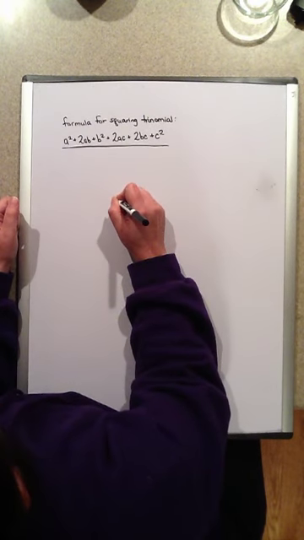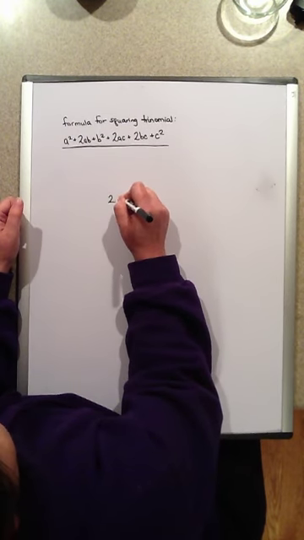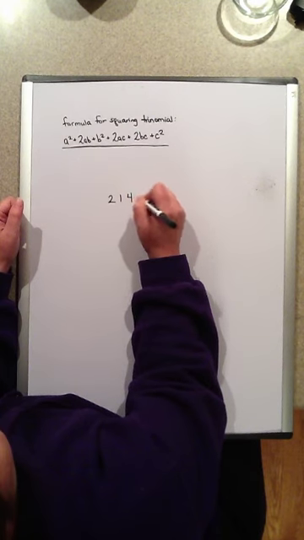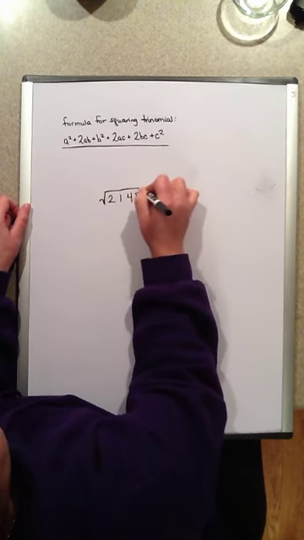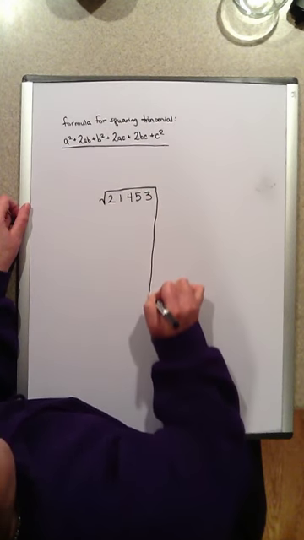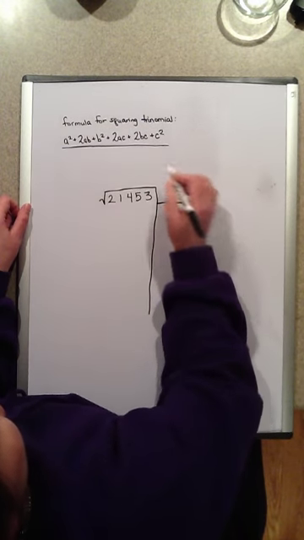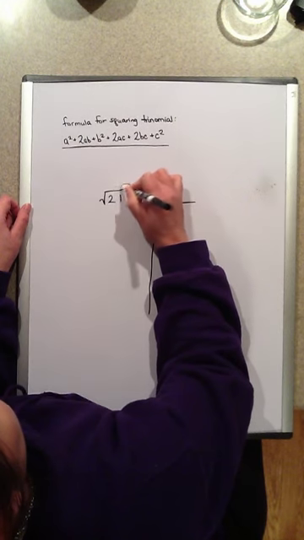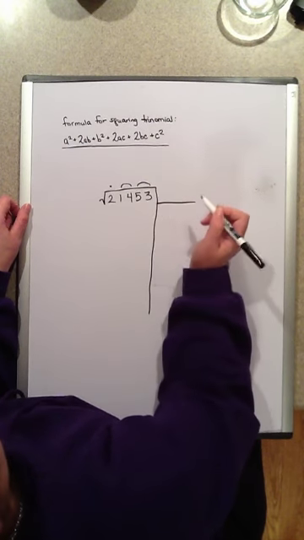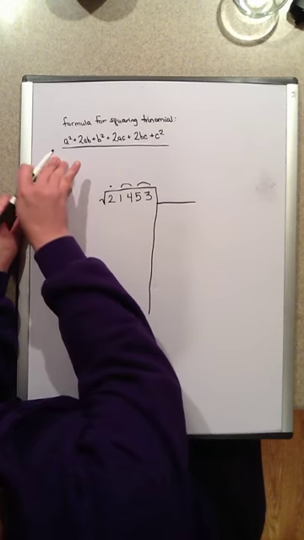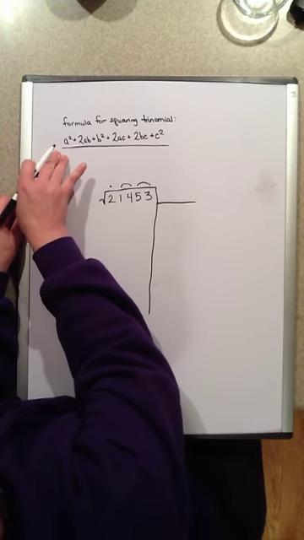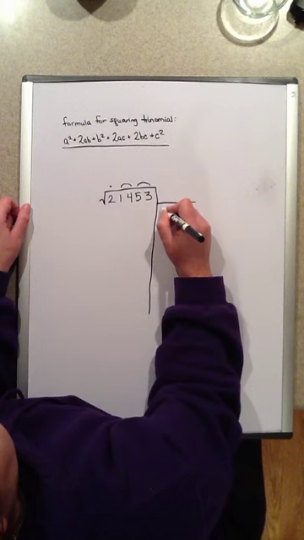The first problem on our homework assignment is finding the square root of 21,453. We count over on our digits. We know that we are going to have a 3-digit answer. We have a formula for squaring a trinomial right here to use as a reference.